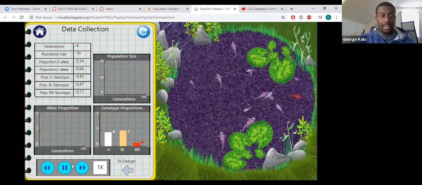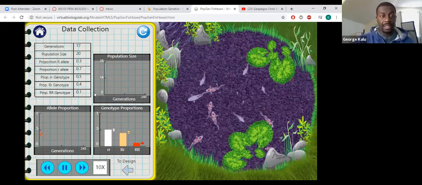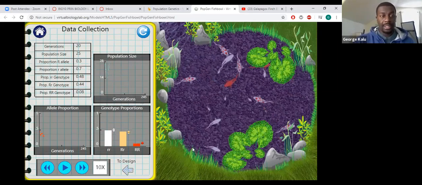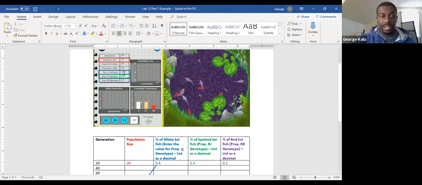You're going to stop at every 20 generations. So you're going to stop at generation 20, and then you're going to record the data in the tables in the lab. Okay. So I have an example that's also uploaded onto Canvas as well. So in part 1, you're going to take your population size. You're going to write that in for generation 20. You're going to write the percent of the white koi fish, which is the homozygous recessive genotype. That's what we see here, 0.4. And add that in here.